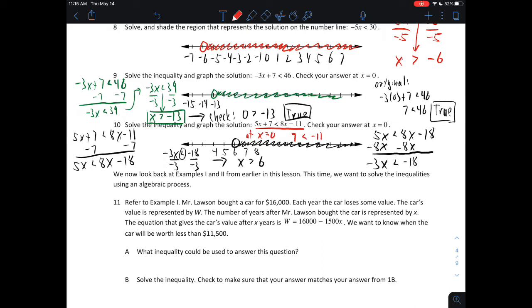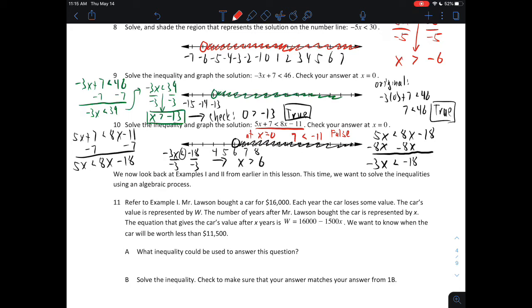So now, what do we think about this statement? 7 is less than negative 11. That's false, right? A positive is not less than a negative. Okay? Doesn't mean that anything's incorrect yet. I'm just recognizing that at x equals 0, our original inequality was false.